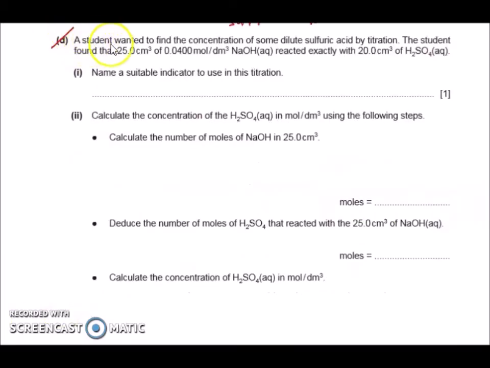Okay, for question D, a student wanted to find the concentration of some dilute sulfuric acid by titration. Okay, this is the method they used. The student found 25 cm³, this is the volume, 25 cm³ of 0.04 sodium hydroxide reacts exactly with 20 cm³ of acid. Okay, in titration, name the suitable indicator used. So normally they use methyl orange. Okay, methyl orange indicator.